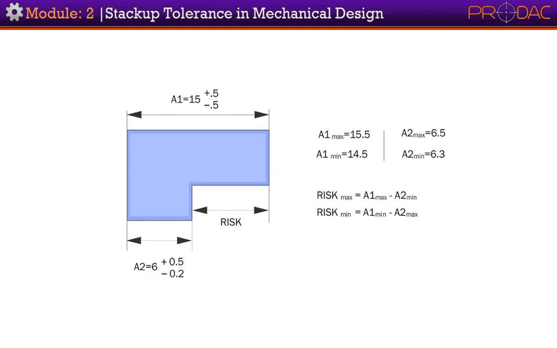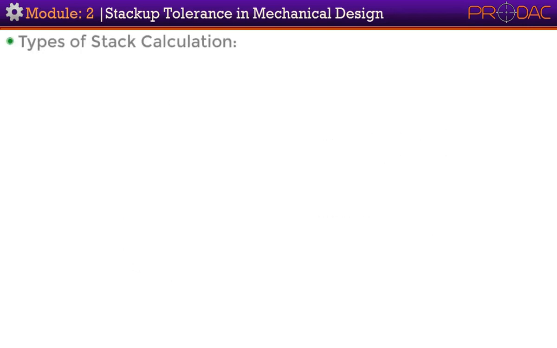What if tolerance is getting added up from multiple parts? How do we deal with that? To deal with that, we have to calculate multiple parts stacking up together, which we'll be learning in this module. Now, we'll look at the 2 major types by which we do the stack-up calculations.